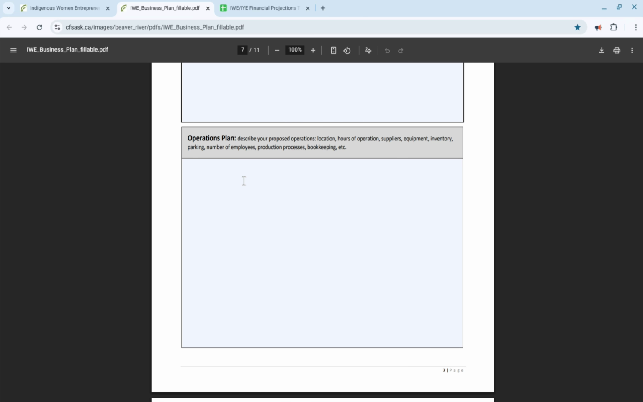And then next is number of employees. So is it just you for now? Do you have 2 employees already? Are you planning on having 5 right away? So just indicate how many you have.